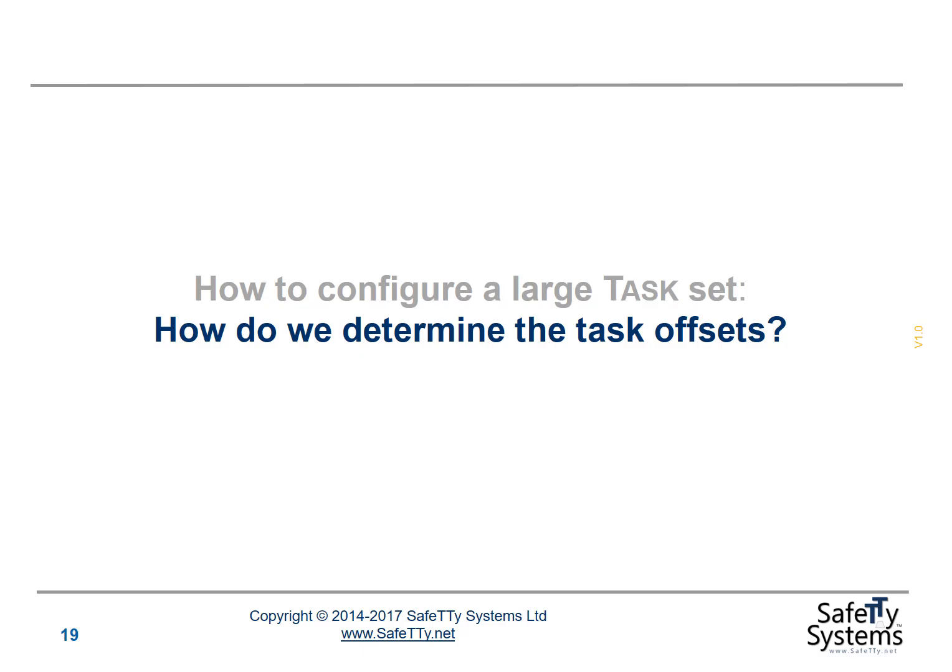So if we've got a large task set, how do we determine the task offsets? If we've got a small task set like the one we looked at in the previous toy example, we can work it through by hand and we can easily see what we would need to do to make sure that the sum of the execution time of the tasks did not, for example, exceed the tick interval. What about a larger task set?